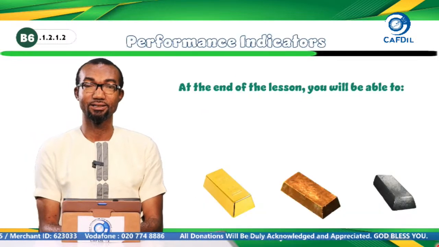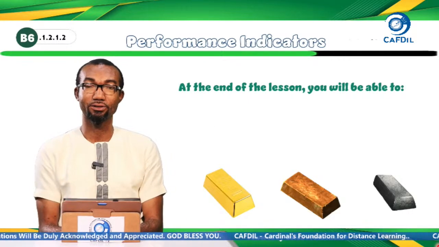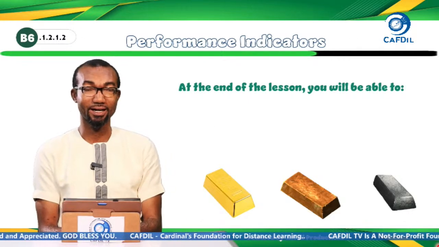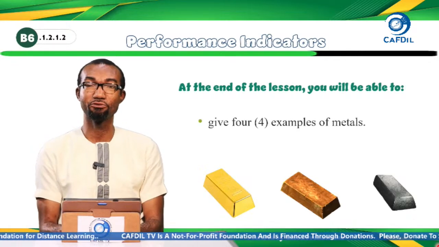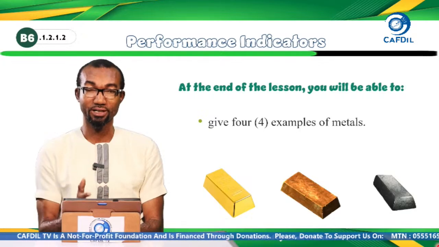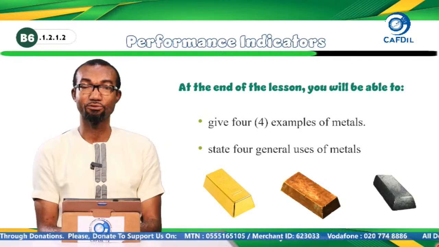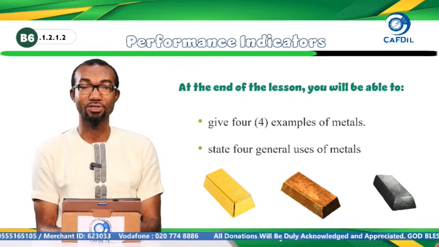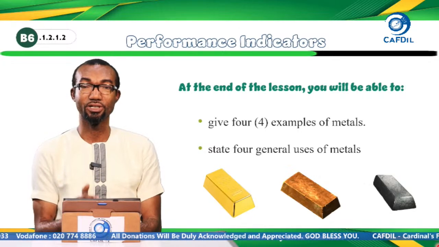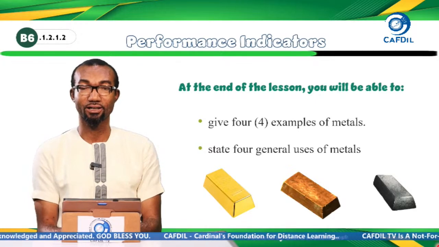Before we begin the lesson, let's look at our performance indicators. That is what I would like you to achieve or know at the end of this lesson. At the end of the lesson, you'll be able to give 4 examples of metals and state 4 general uses of metals based on the properties they have.